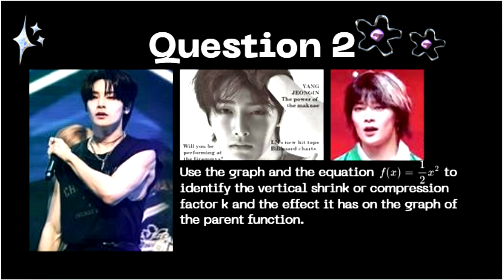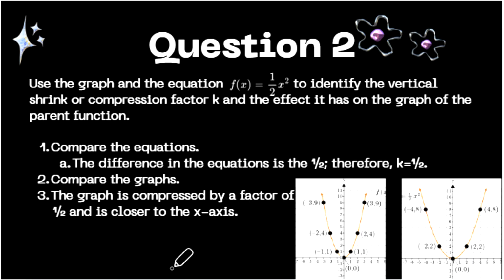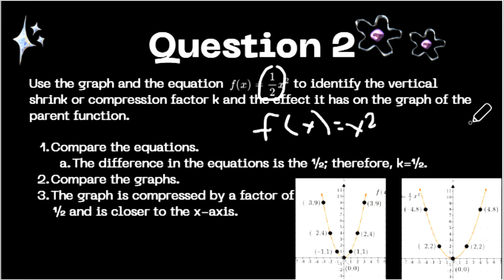Use the graph and the equation f of x is equal to 1/2 x squared to identify the vertical shrink or compression factor k and the effect it has on the graph of the parent function. Pause it, figure it out, come back. So first compare the equations. You can see that the original parent equation would be f of x is equal to x squared. So the only difference between these two equations is this fraction 1/2. That means it's being compressed and that the value of k is 1/2.